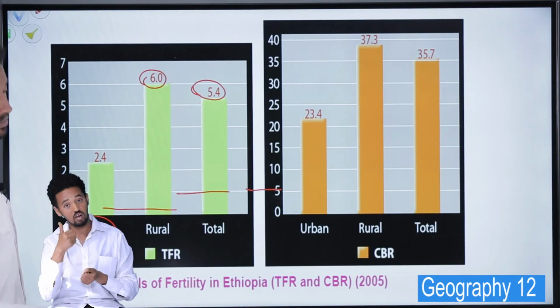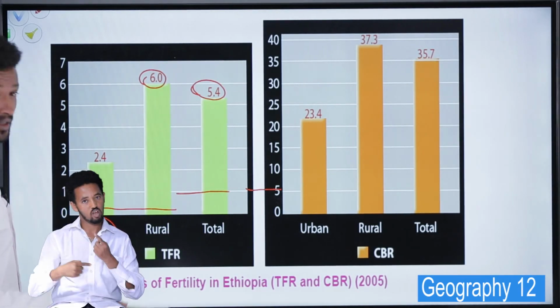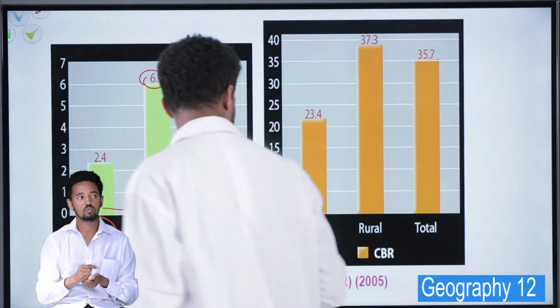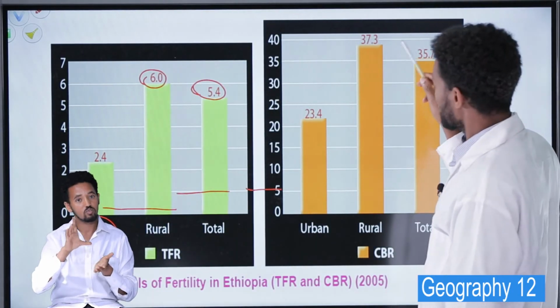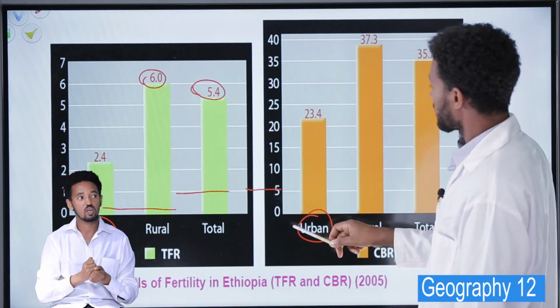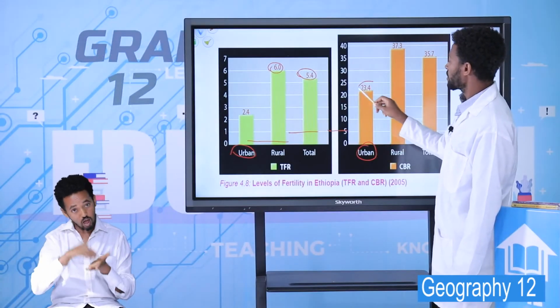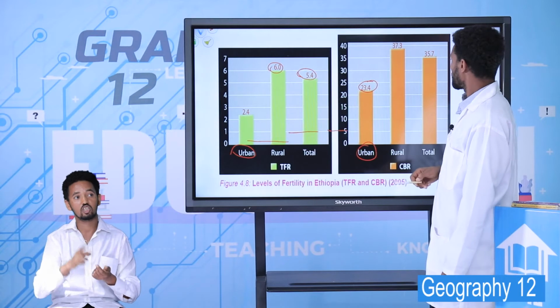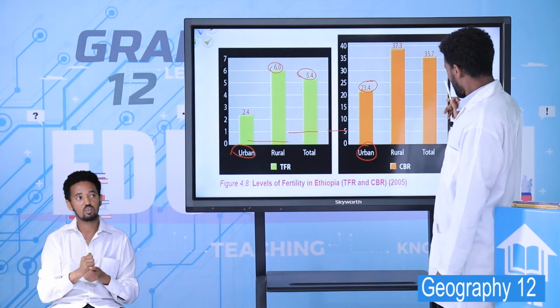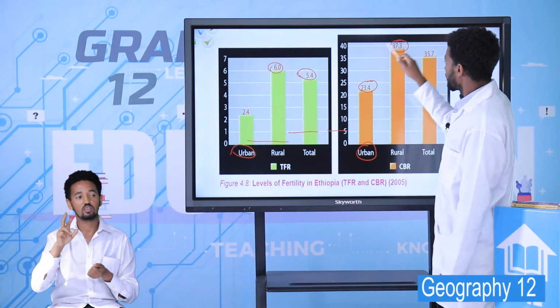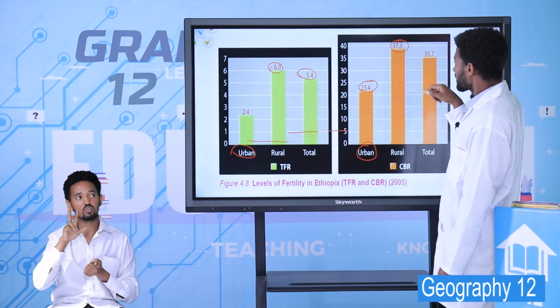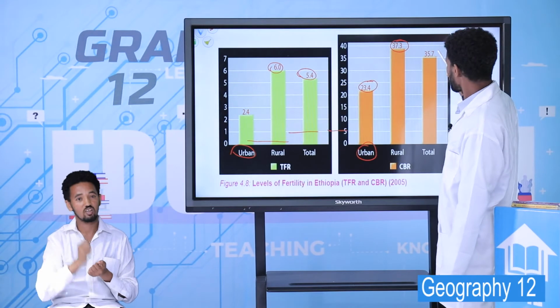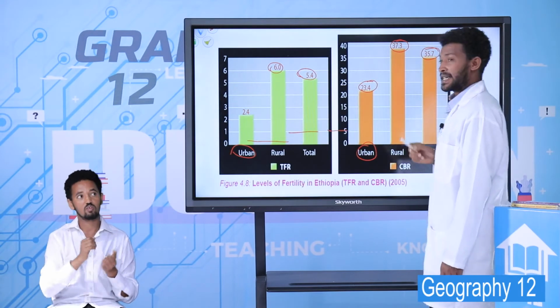In another way, when you come to the crude birth rate, the crude birth rate of Ethiopia shows that in the urban region, the crude birth rate is 23.4, and in the rural one, it becomes 37.3. This means the average crude birth rate of Ethiopia is 35.7.